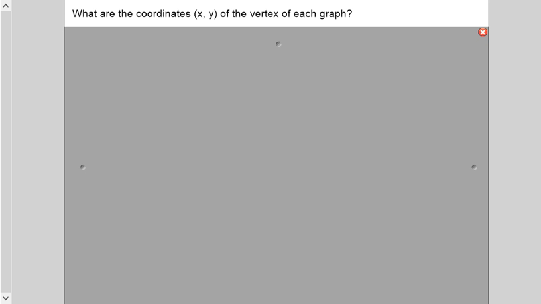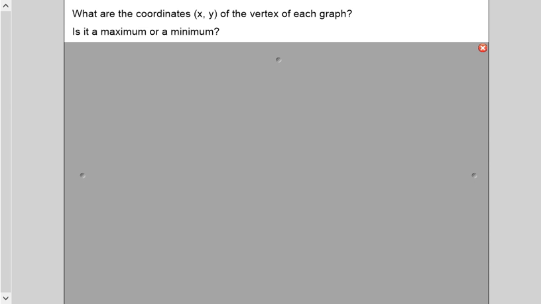First example problem, it says, what are the coordinates? Coordinates means ordered pair, an X and a Y. So what are the coordinates of the vertex of each graph? And then it also wants to know, is that vertex a maximum or a minimum?